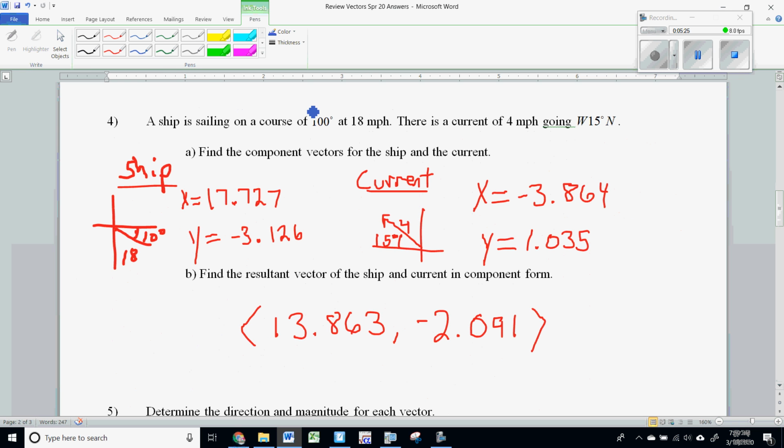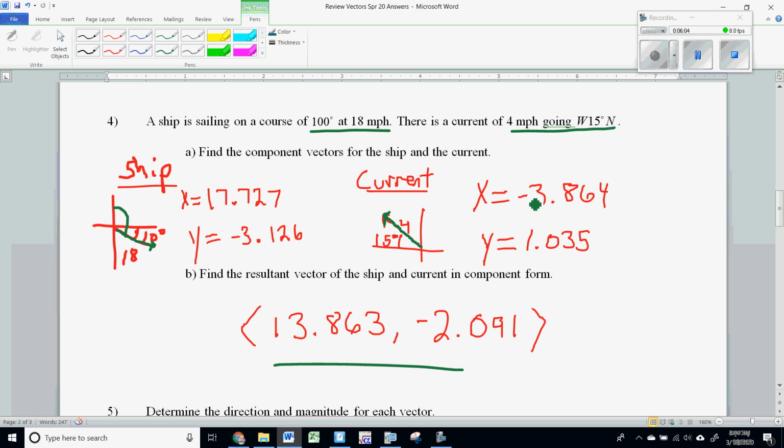Now, the next couple of problems we do with component vectors. So first, we have a ship with a course of 100 and a speed of 18. So if we look over here, course of 100 comes from due north, so that's 10 degrees past 90. 18 is the magnitude, and if we do our right triangle, we get our x and our y. Our current is going 4 degrees west, 15 degrees to the north over here. We find our x and our y, and then to find our resultant vector, all we do is add those.